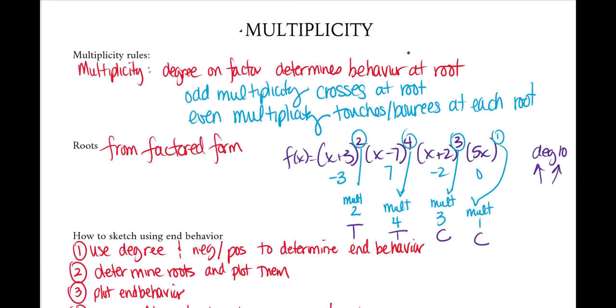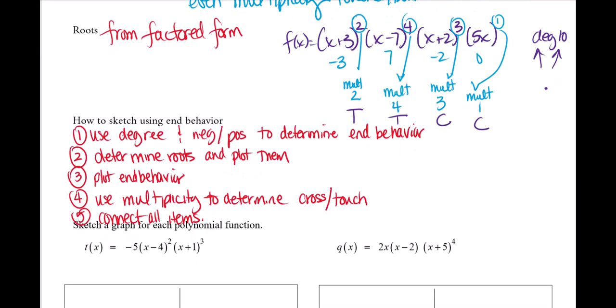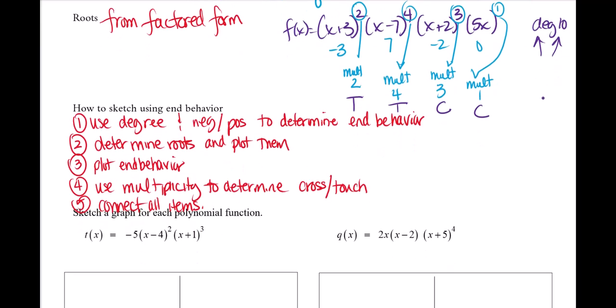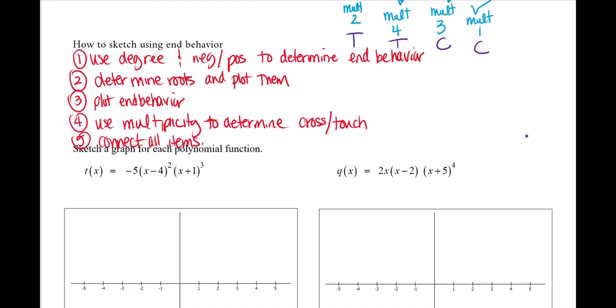So now what we're going to do is put it all together to try to sketch the graph. So pause the video and go ahead and get all these notes. So let's look at each of these, and we'll follow these rules straight through. The first one says use the degree and the negative or positive to determine the end behavior. I notice that we have a sum of 5, so it's degree 5. It's a negative function, so I know it's going to go up and to the left and down and to the right.